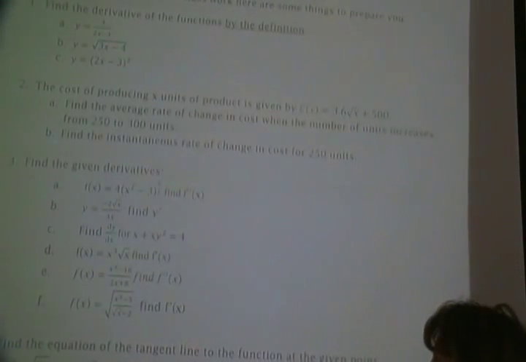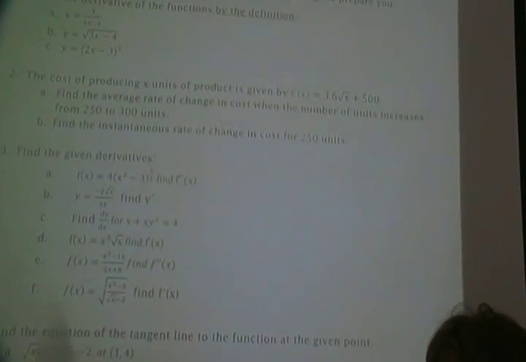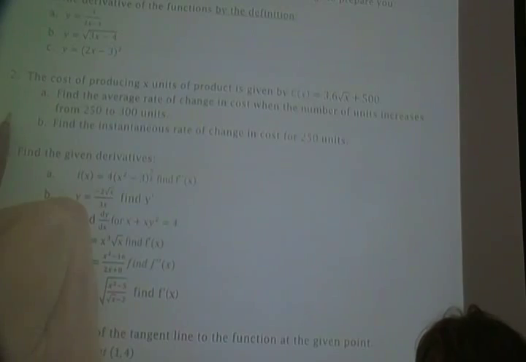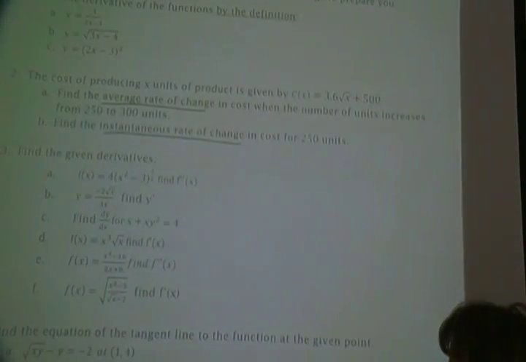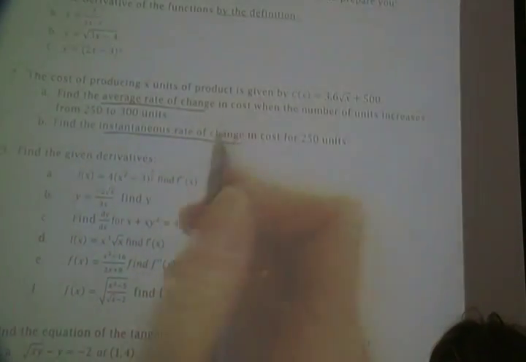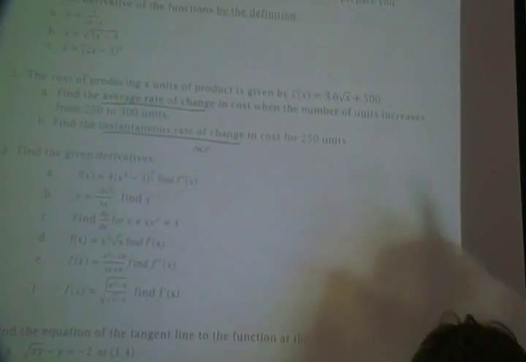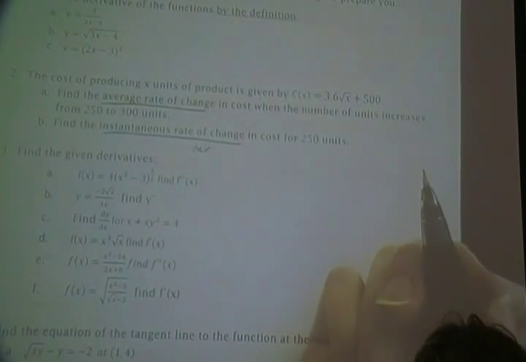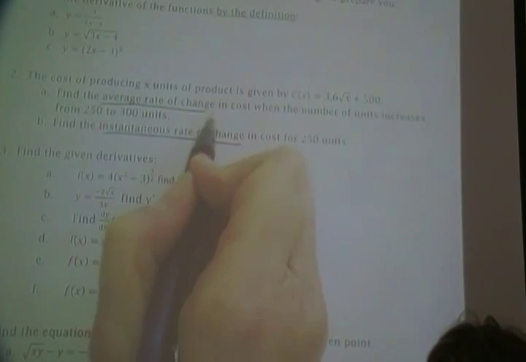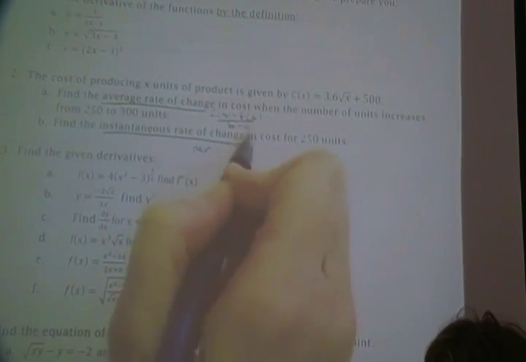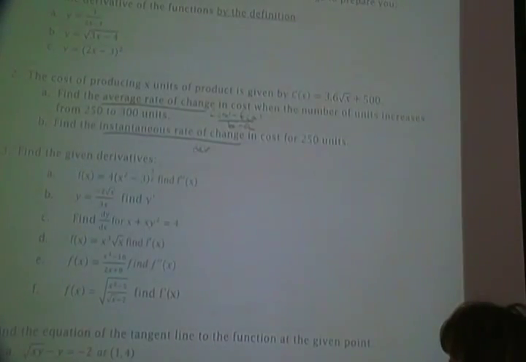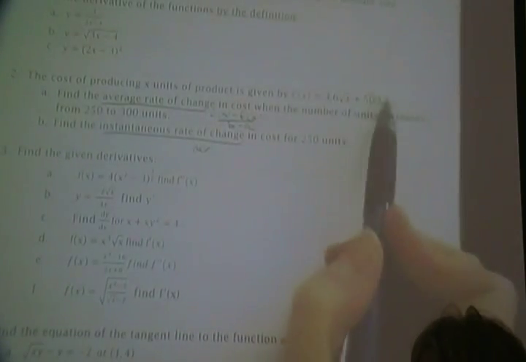The next section that I want to talk about is section number 2. And section number 2 is the difference between the average rate of change and the instantaneous rate of change. So instantaneous rate of change is a derivative, and average rate of change is f of b minus f of a all over b minus a. So that's something you need to know. And then we're going to do it on this particular function, which is a cost function.